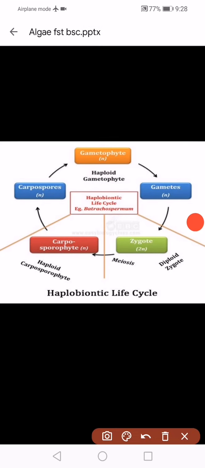So this is about the schematic representation. So here what happens, from the gametophytic phase, gametes are produced, and these gametes on fusion produce the zygote. The zygote undergoes meiosis. As a result of this, carposporophyte is produced, and this carposporophyte forms the carpospores, and carpospores on germination develop into gametophytic plant body. So these are about the haplobiontic life cycle. Am I clear?